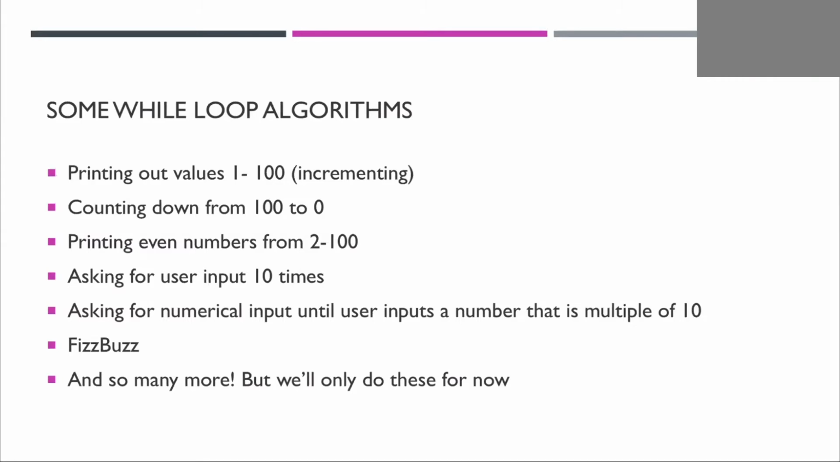Then we're going to try asking for user input 10 times. Instead of writing out input, give me a number, 10 times, we're just going to ask within a loop instead. Next algorithm: asking for numerical input until the user inputs a number that is a multiple of 10. Notice that keyword until that we talked about. This is also something we're going to have to translate into a while loop. And the last one is Fizzbuzz, a pretty well-known coding question in the computer science world. So we'll be able to do that as well.